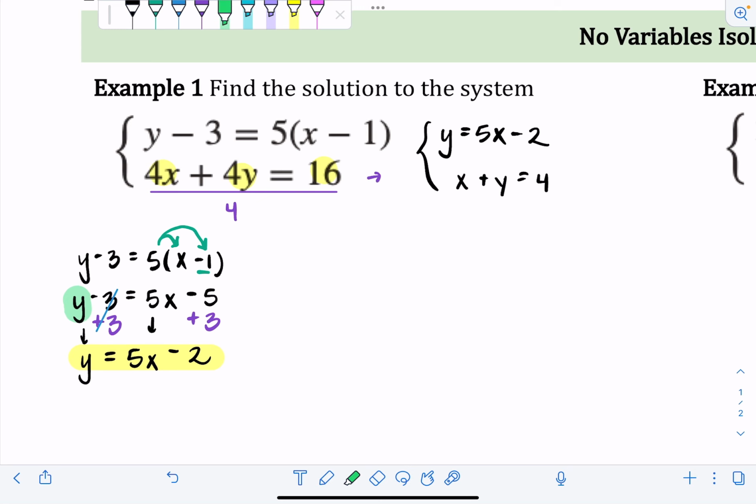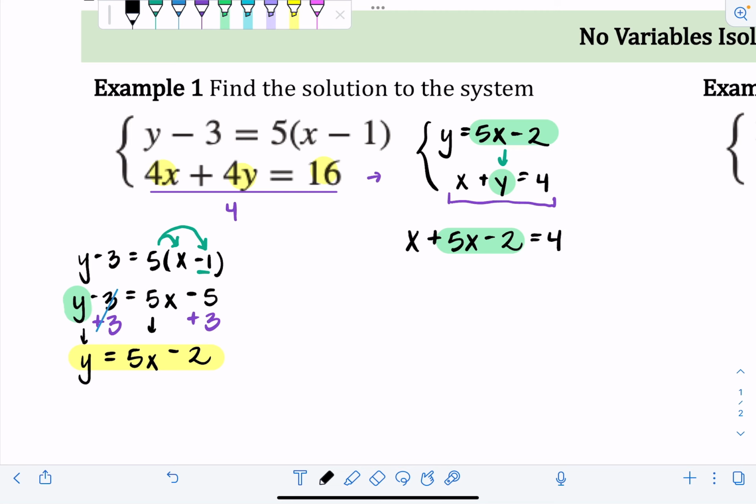So in the first equation, I said that 5x minus 2 is equal to y. So I can take that 5x minus 2 and I can put it in the second equation where y is. So when I do that, this is my shell. It's x, and then plus, instead of y, it's going to be plus 5x minus 2. That whole thing replaced y. And then equals 4. And then now I want to simplify.